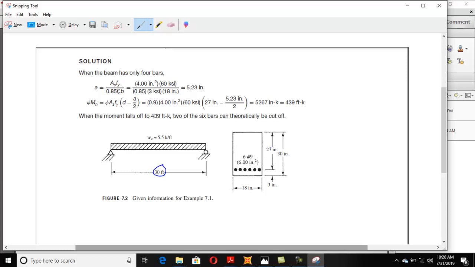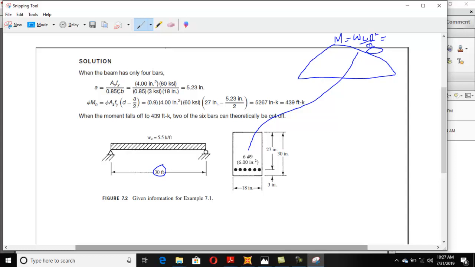It should be remembered that the section is basically designed for the maximum moment. As this is ultimate loading, the maximum moment will be wu L squared divided by 8. So this 6 number 9 bar is basically provided for this amount of moment.